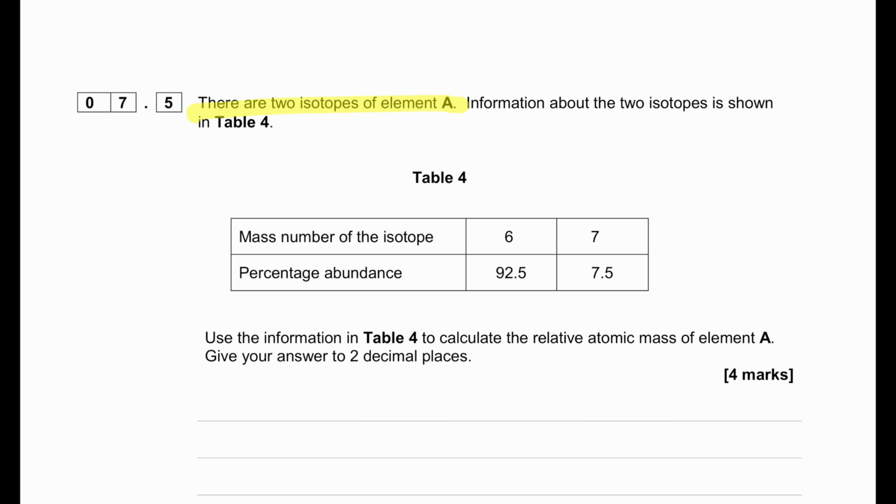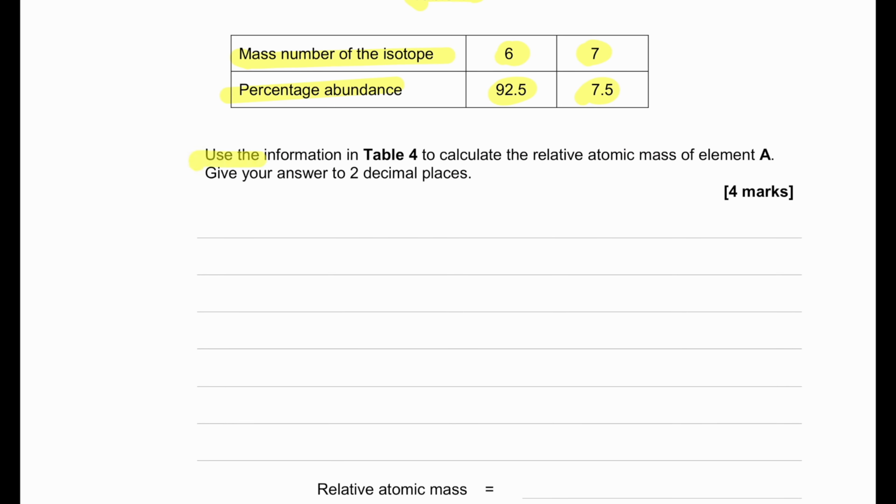There are 2 isotopes of element A. Information about 2 isotopes is shown in table 4. Table 4: mass of the isotope 6, percentage abundance 92.5; mass 7, percentage abundance 7.5. Use the information in table 4, calculate the relative atomic mass of element A, give your answer to 2 decimal places.